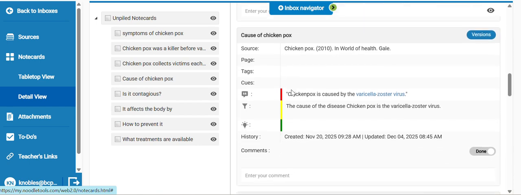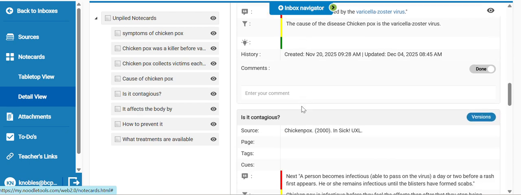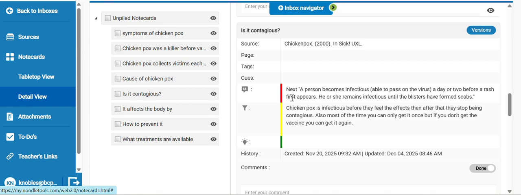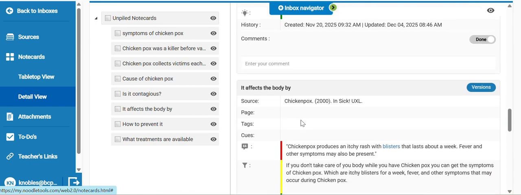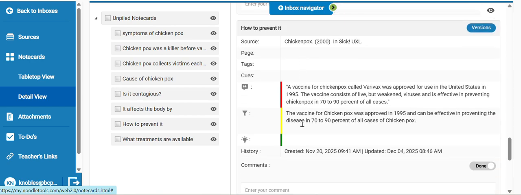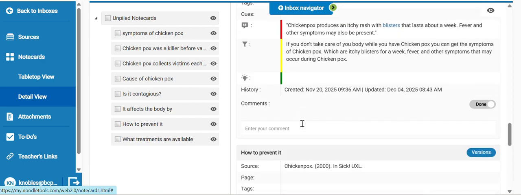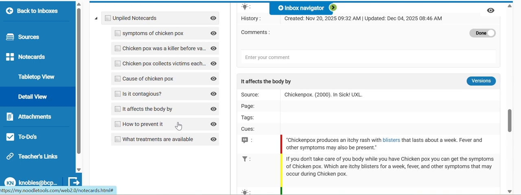So we have the cause listed right there from that source linked about if it's contagious, again, in their own words, how the body is affected, again, so more symptoms. We have the prevention, they have treatments that are available. So all of these things, they have a note card for each one. So each topic that they had, those bullet points labeled in the research timeline, is a separate note card.